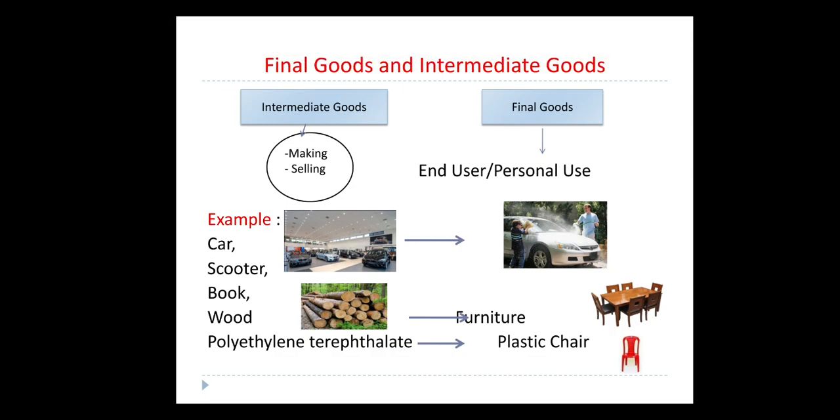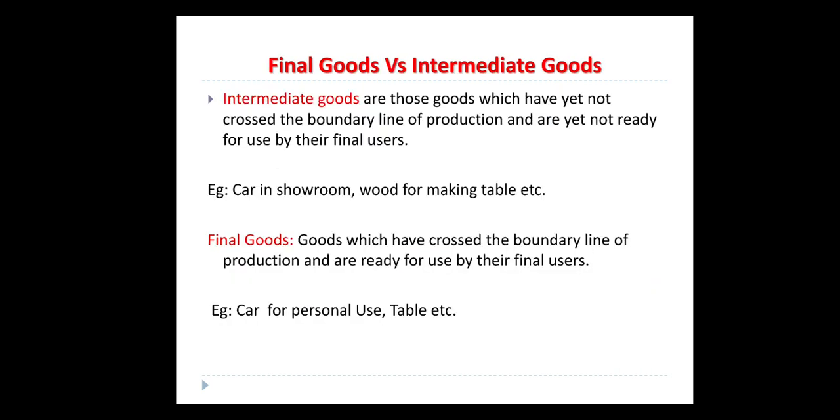Now remember, the value of final goods is included in the estimation of national income. Okay, and we are not going to include the value of intermediate goods. Only the value of final goods is to be included in the estimation of national income. And here are your definitions of intermediate goods and final goods.